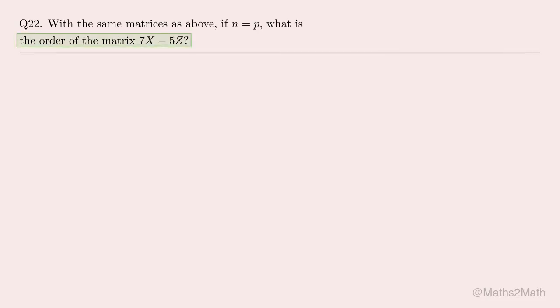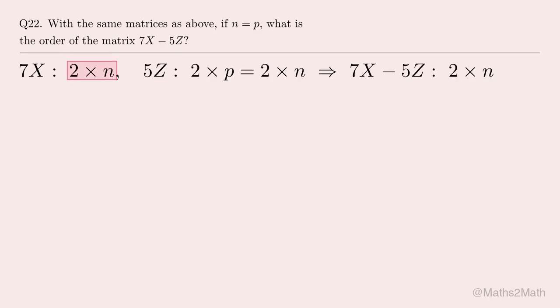The last question. X is 2 by n and Z is 2 by p, and n equals p. Scalar multiples keep each shape, and with n equal to p both are 2 by n, so the difference is 2 by n. That completes exercise 3.2.